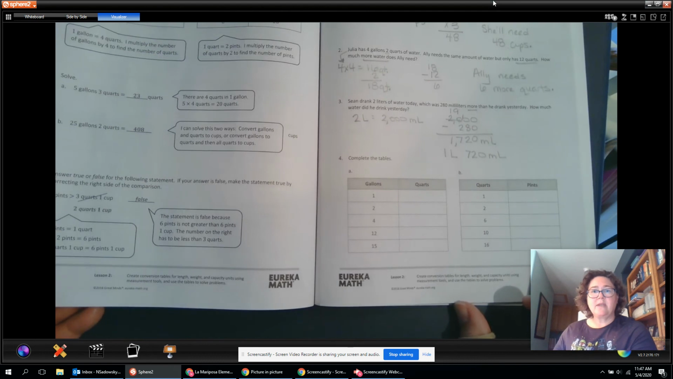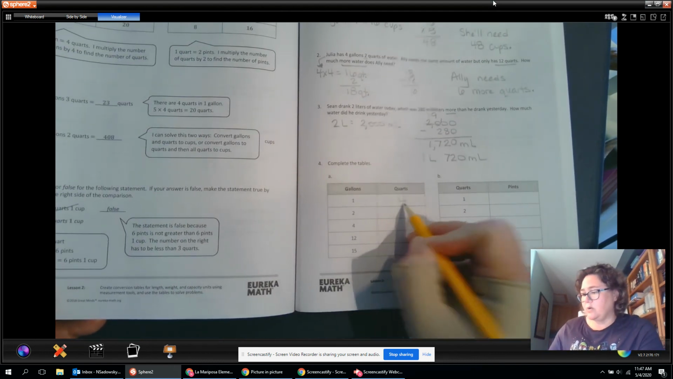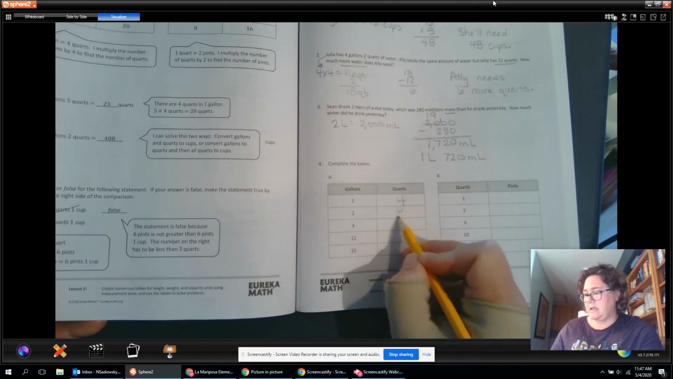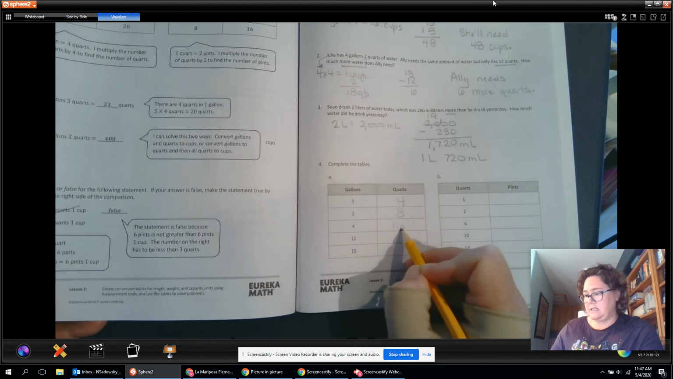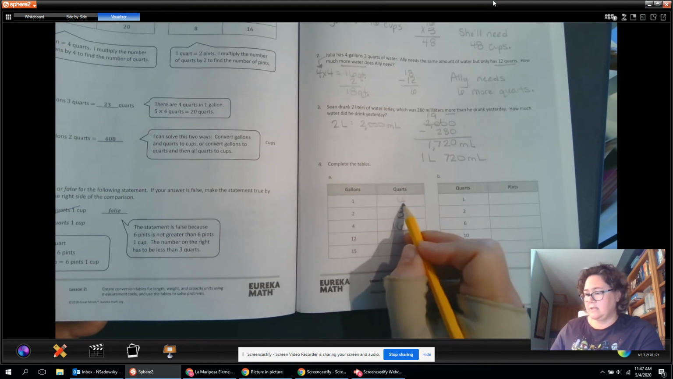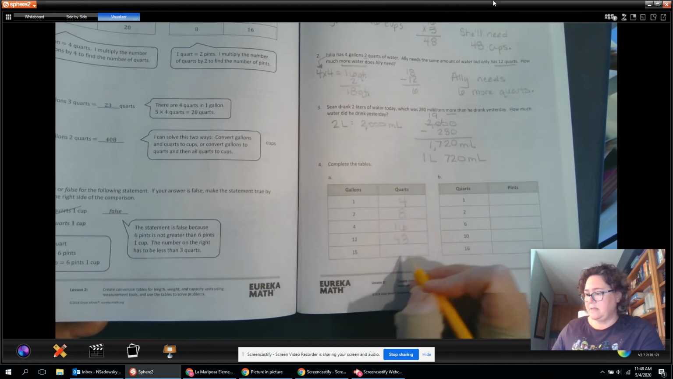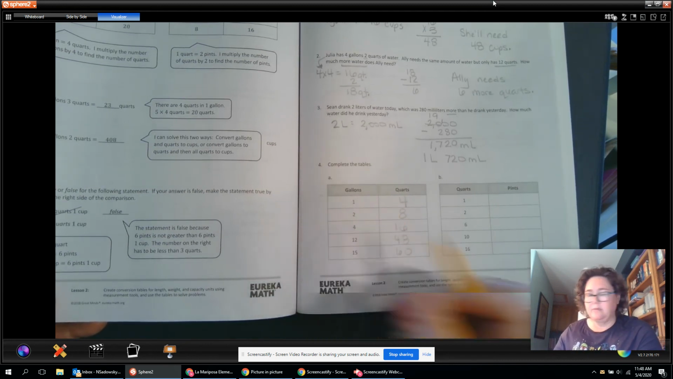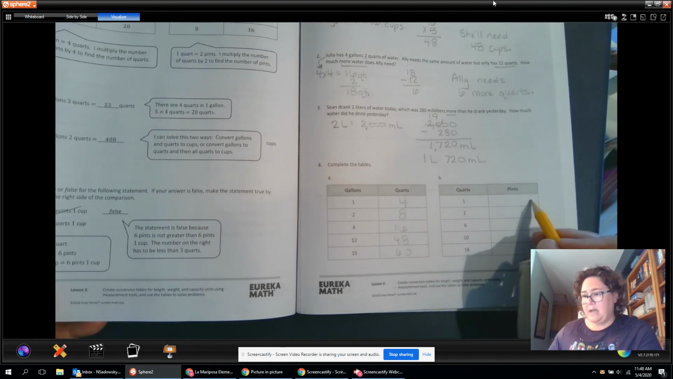At the bottom, we have these nice little charts to fill in. A gallon is 4 quarts. 2 gallons, 2 times 4 is 8. 4 gallons would be 4 times 4, which is 16. 12 times 4 is 48. And 15 times 4 is 60. If you didn't know that off the top of your head, you could use the margins to the side for scratch paper.